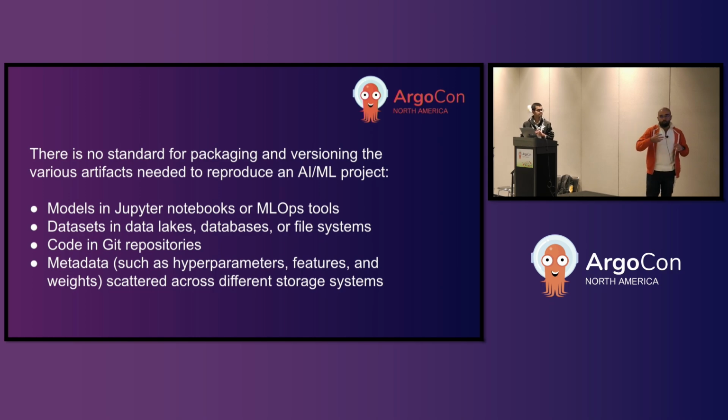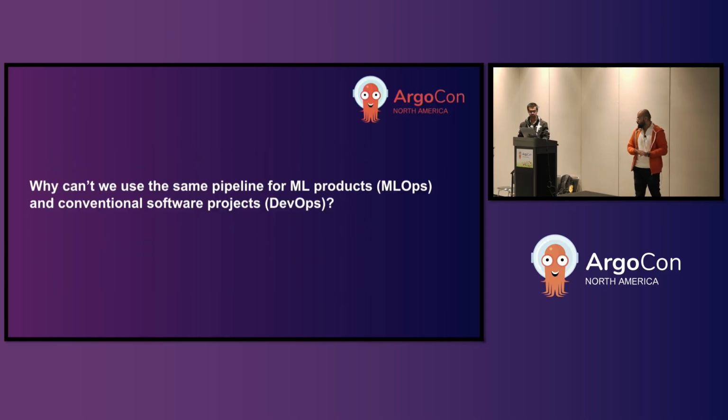And the code is stored in Git repositories, so it can be GitHub or GitLab. Then there is metadata with scattered parameters, a lot of weights and features, and a whole lot of different storage systems altogether. So we require a lot of open source projects just to maintain one AI/ML project if we do not want to go towards vendor lock-in. That's the challenge of packaging and containerizing AI/ML projects.